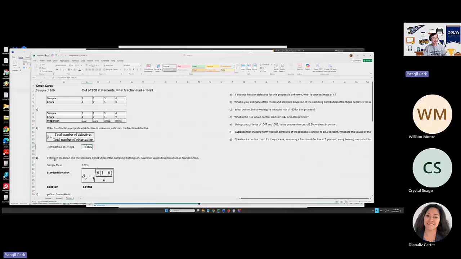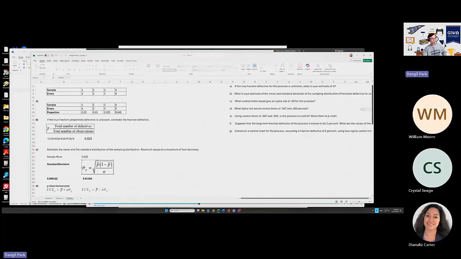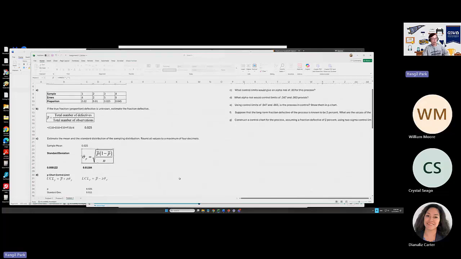Okay, and C is asking to find the mean and standard deviation of the sample. The standard deviation formula is given, all we do is just plug in, because we know the mean, we know the sample size, and so pretty much straightforward, right?